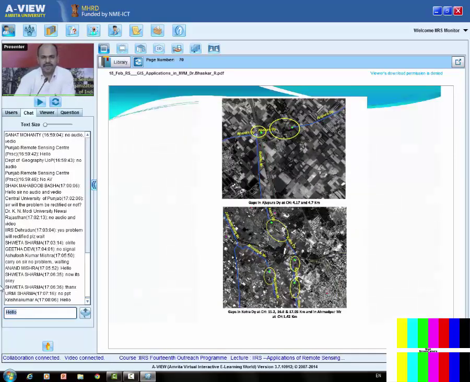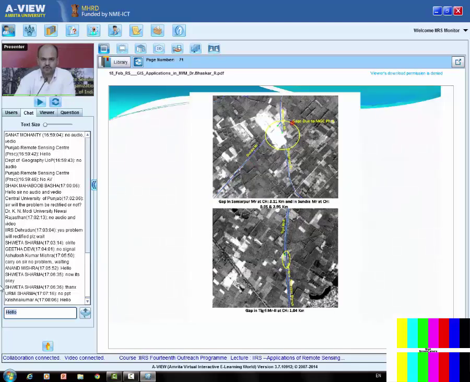So all these kinds of gaps and canals we have mapped, even the gap lengths also we mapped. This one is a very particular example where the irrigation authorities told us that this particular minor is complete, this particular distributor is complete.